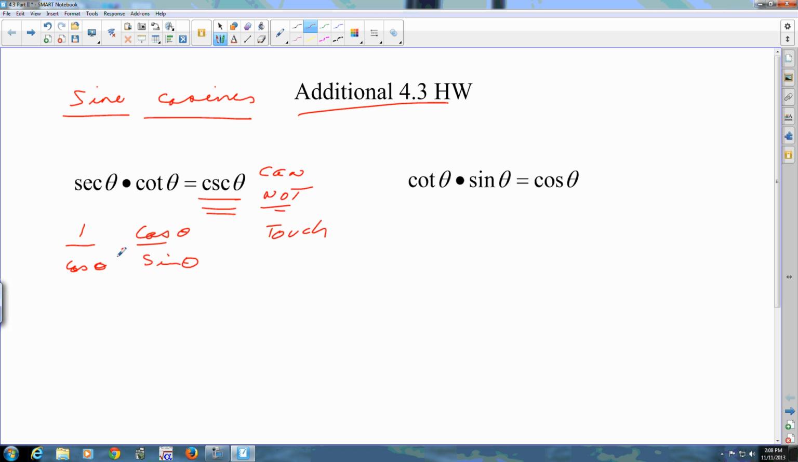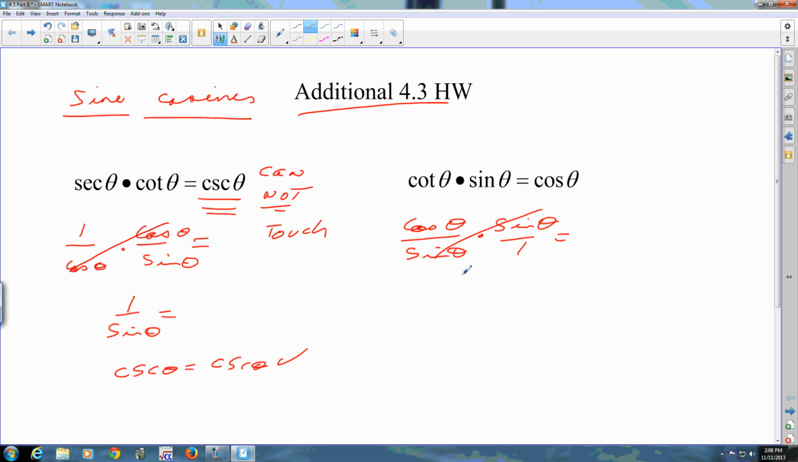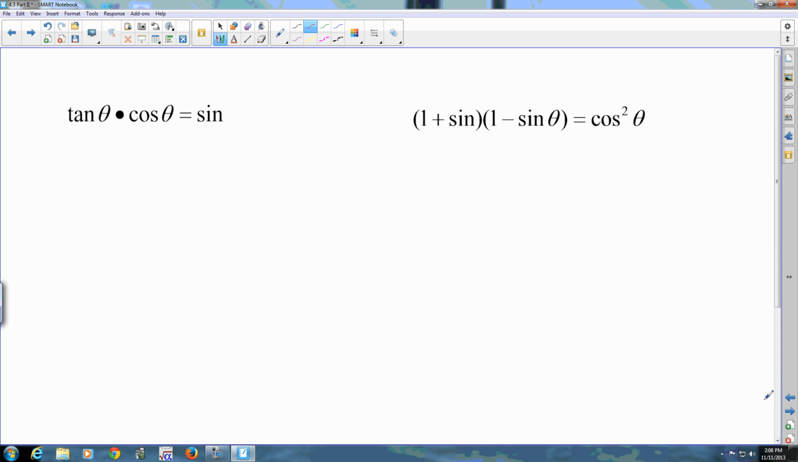Okay, so now that you're here, cosines would cancel. And so you're left with 1 over sine, which is cosecant. So cosecant theta equals cosecant theta. Done. This one, write things in terms of sines and cosines. That would be cosine theta over sine theta, times sine theta over 1. Sines cancel, and you're left with, whoa, cosine theta equals cosine theta as required. Done. Okay, when in doubt, write stuff in terms of sines and cosines.